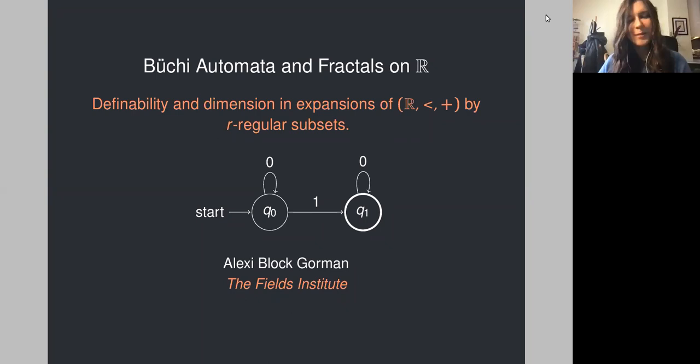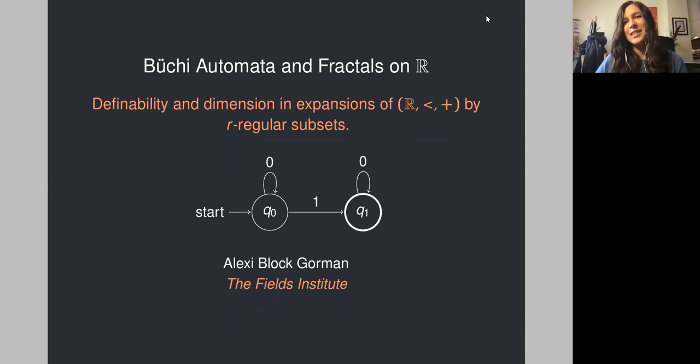I'm really enjoying the talks, and my talk today, as Margaret said, is about definability and dimension in expansions of the real ordered additive group by R regular subsets. This talk will build a bit more on what the talks were about yesterday, Chris and Ihan and Philip's talk, and relate to that more so than the Transseries type of talk that we've seen today mostly.